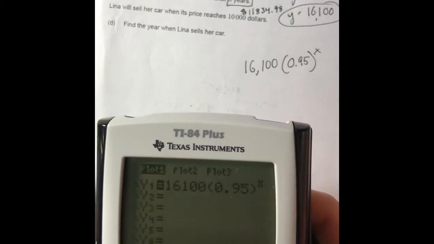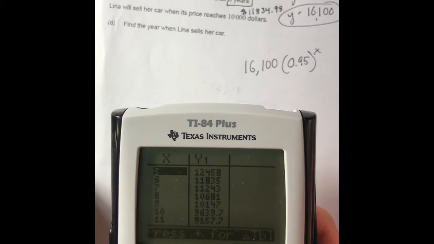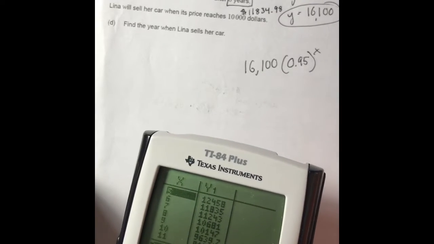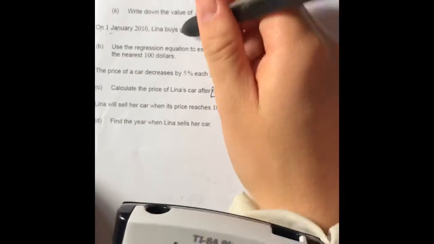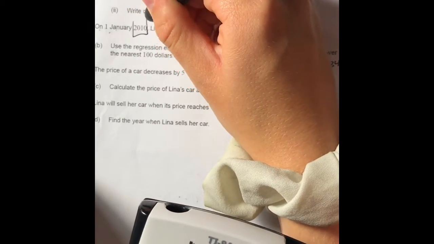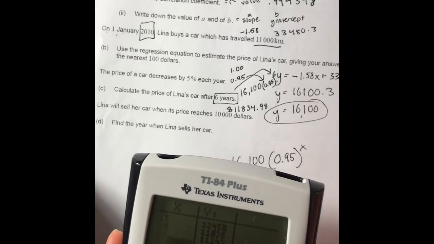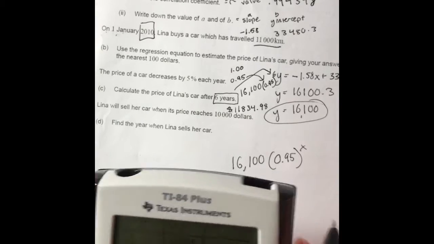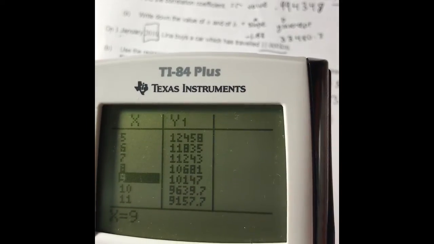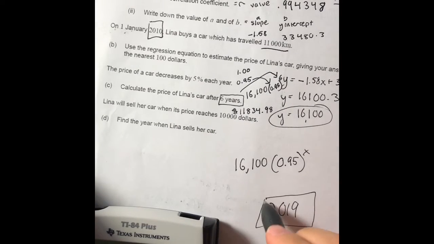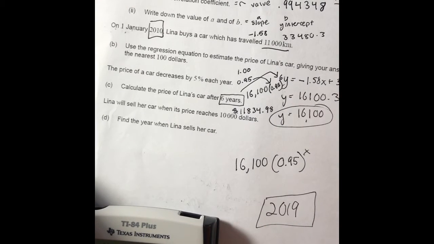Now if we plug that in to our calculator, and we hit table, then we can see the year, which if she buys it on January 10th, 2010, then it will reach $10,000 9 years later. So the answer is 2019 in the year that she will sell her car, which is this year. So Lena, get ready to sell your car because it's about to go for dirt cheap.